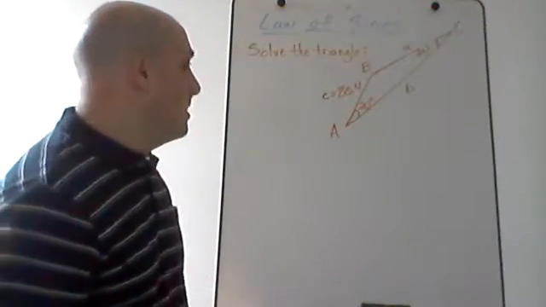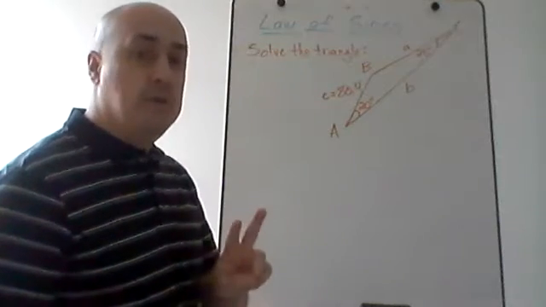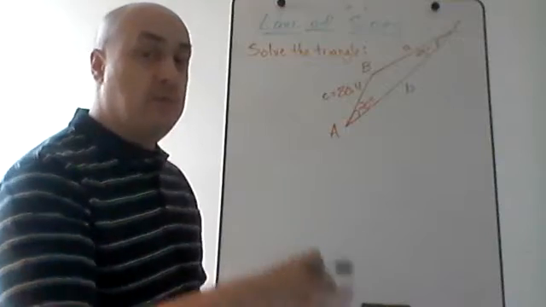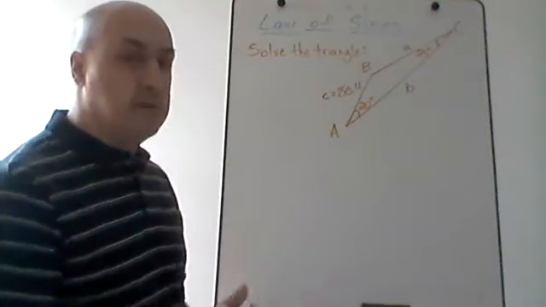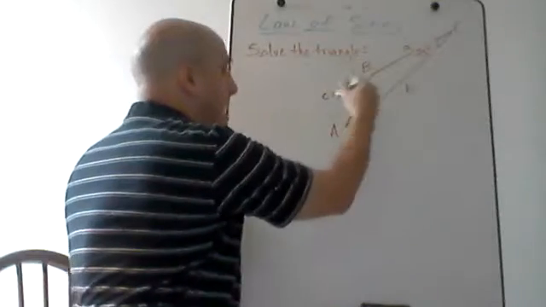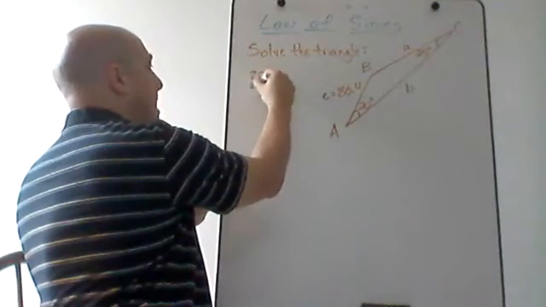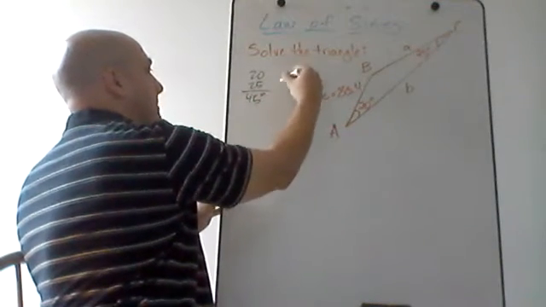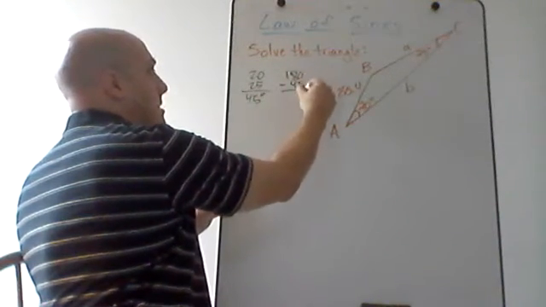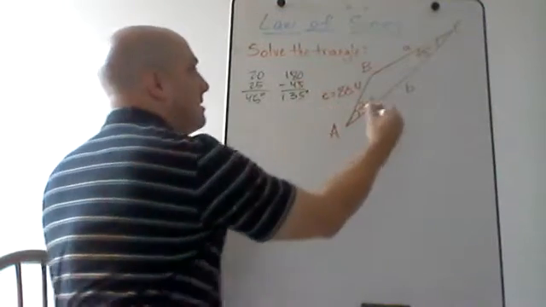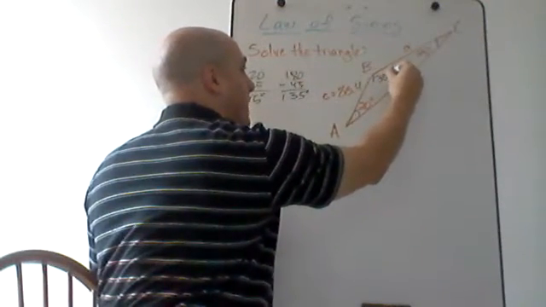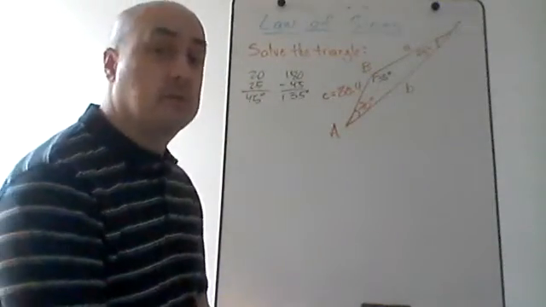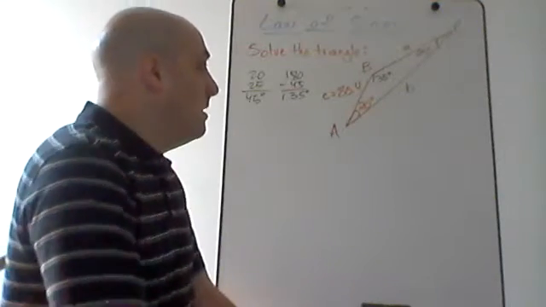Well, the first thing I can do, the easiest thing, is to find angle B. If I know two angles of a triangle, the third angle has to be the number that makes all three of them add up to 180. Remember, the three angles of a triangle add up to 180 degrees. So if I add 20 plus 25, the two angles that I know, that gives me 45 degrees. And then 180 minus 45 gives me 135 degrees. So angle B is 135 degrees, and that's the first part of solving this triangle. Now I have all three of the angles.